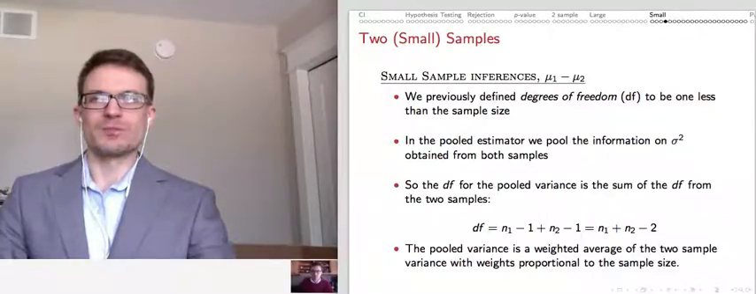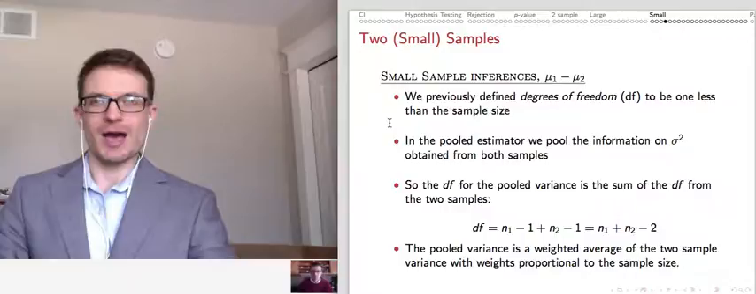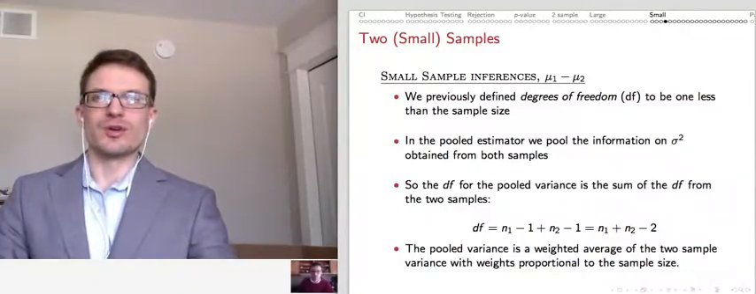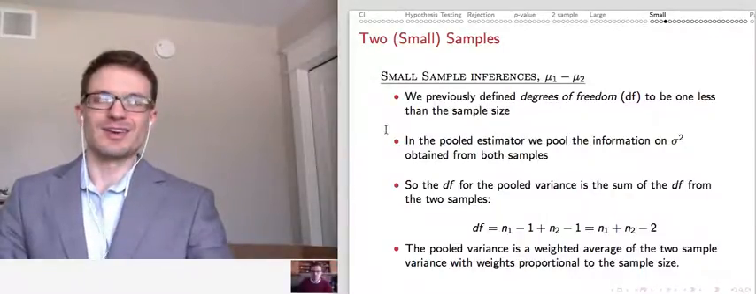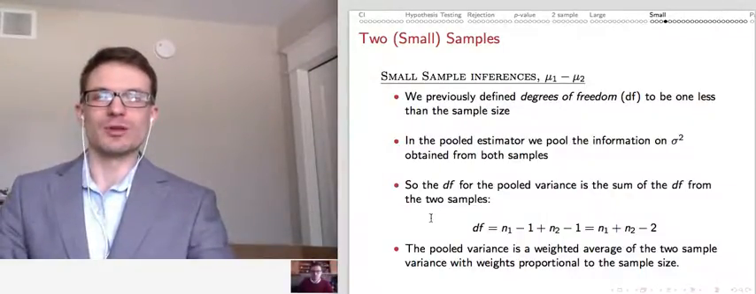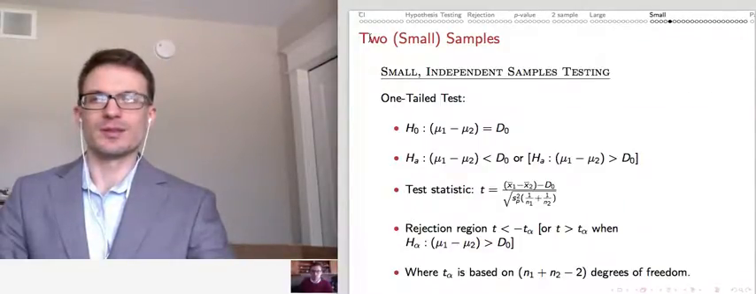Okay, so the pooled estimator, essentially what it's doing is bringing together information on the population variance from our two samples. So in order to account for the fact that we're using two samples for this information, we're going to write down our degrees of freedom as the sum of the sample sizes minus 2. So we want to get a weighted average of the two sample variances such that the weights are proportional to sample size. And details for why go beyond what we mind, but here's the degrees of freedom.